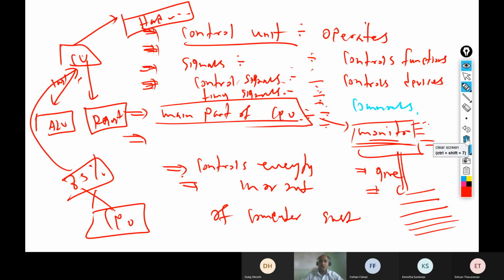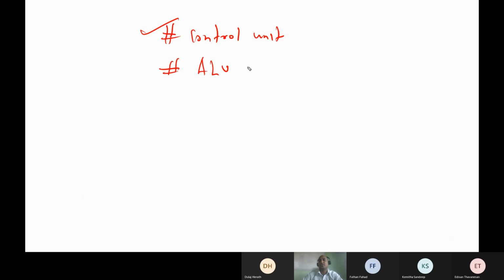Okay, now we'll come to the other part. Control unit finished. Now we'll come to the other parts. ALU. Everybody knows this. Tell me about ALU. Now your chance. Open your mouth.